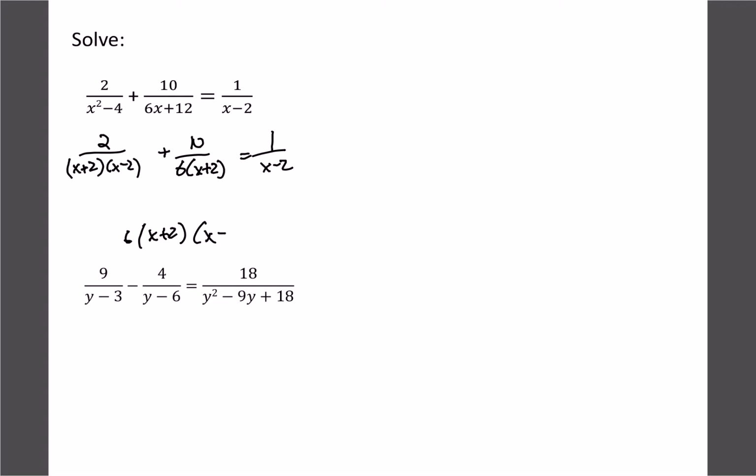So all we have to do is figure out what we're multiplying the top by. We won't bother rewriting all the bottoms, we just need the top. So the first one, we've got x plus 2, x minus 2. We just need to times it by 6. So that'll give us 12.